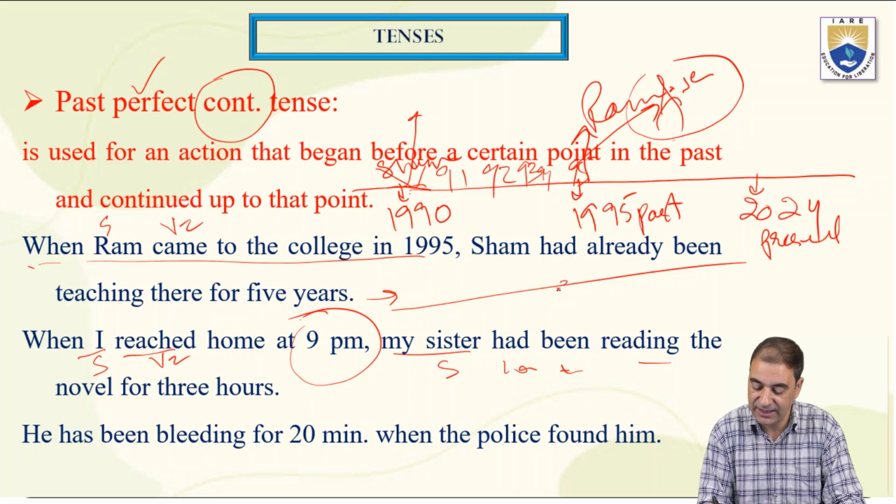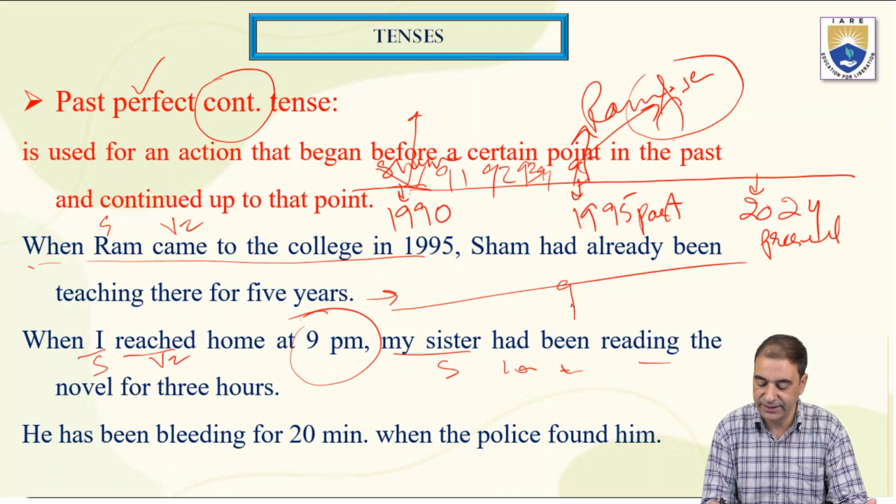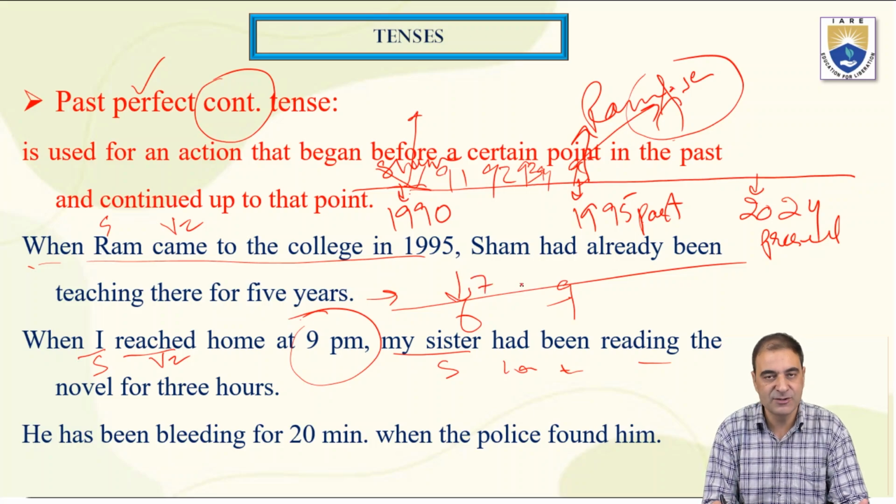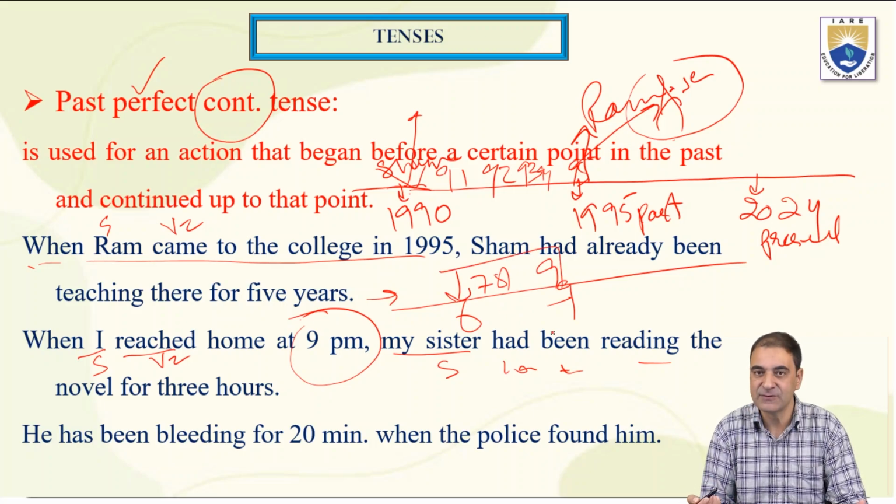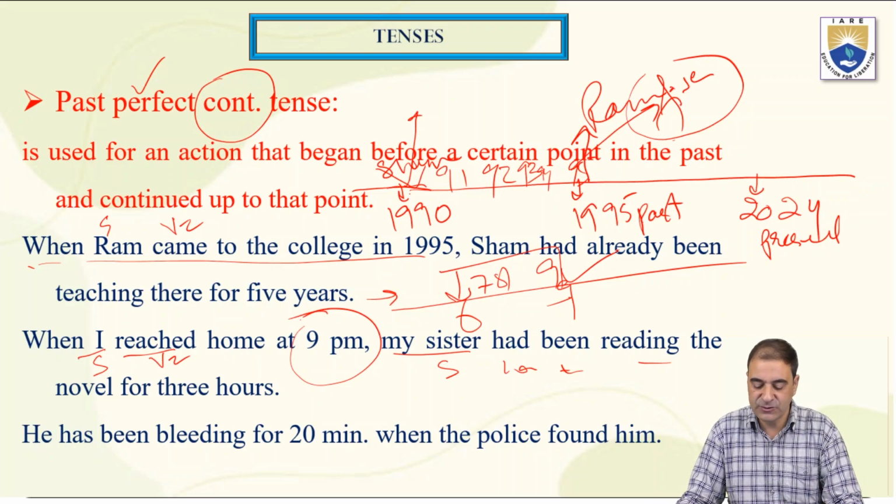For example, it's 9. It means that she had started her reading before 9, 3 hours before 9. That means at 6, she had started reading, and at 7, she was reading. At 8, she was reading. At 9, she was also reading, but her 3 hours of reading had been completed at 9. That's why we use past perfect continuous tense.